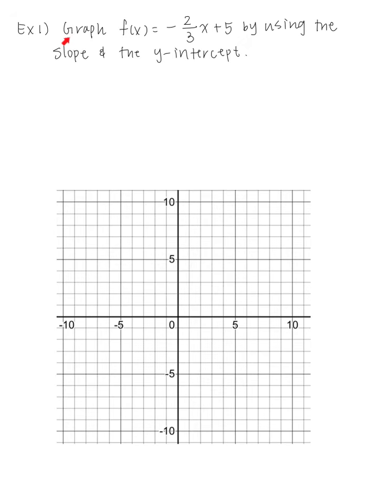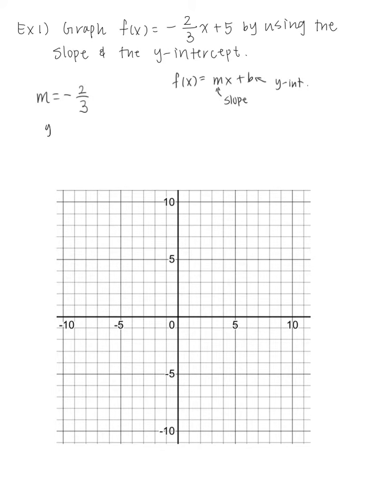All right, example 1: graph f of x equals negative 2/3 x plus 5 by using the slope and the y-intercept. Okay, so let's first jot down what we need. If the equation is of this form, f of x equals mx plus b, then your m is the slope and your b is the y-intercept. So here our m is negative 2 over 3.